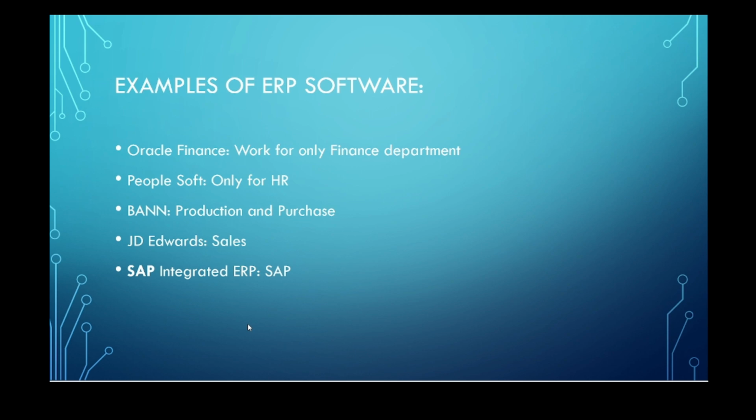If we come to PeopleSoft, it is only for HR, human resource related data; only that we can maintain in PeopleSoft software. Coming to BAN, it handles production and purchase related information, so only that type of business can utilize this BAN application. Coming to JD Edwards, we can utilize it only for sales related information, sales departments.